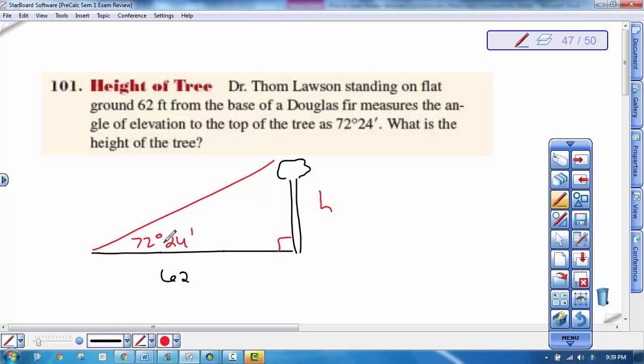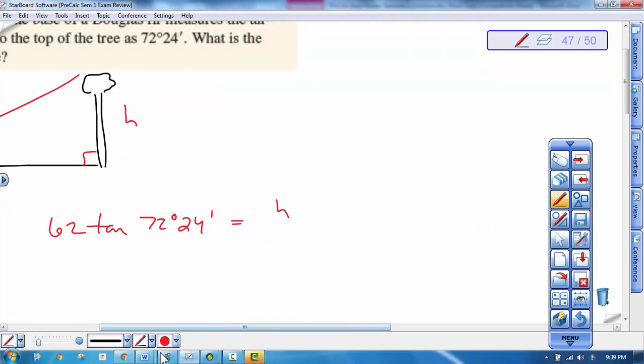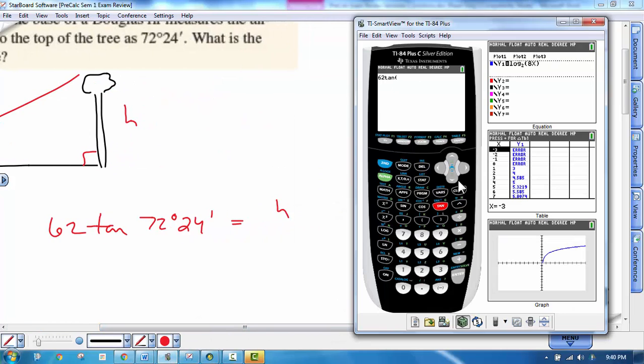Next problem is a pretty similar setup, only this time you have an angle that's in degrees and minutes. You can convert that in minutes because we know that there's 60 minutes in 1 degree, or you can use your calculator and just do the same thing, opposite over adjacent, multiply both sides by 62, and then when you plug this into your calculator, plug it in like this. 62 tangent of 72 degrees, so go to second angle and hit the degrees, and then do 24 minutes. So once again, go to second angle and do minutes.